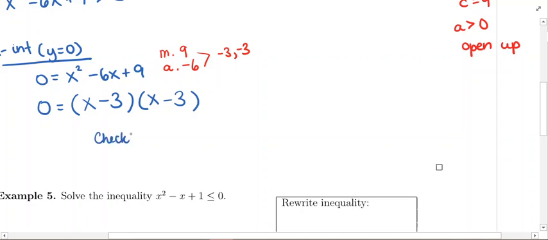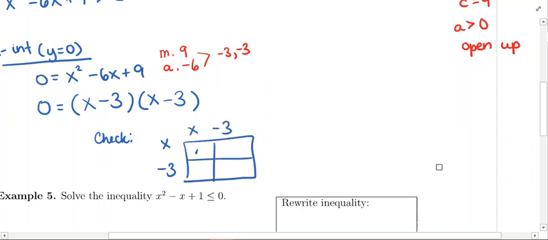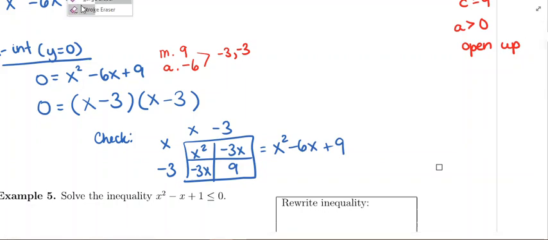So if we box this out or FOIL it, whatever you want to do to check yourself. Let's box it here. X times x is x squared. X times -3 is -3x. -3 times x is -3x. And then -3 times -3 is +9. So if you write this out and combine like terms, you're going to get x squared. The -3x plus the -3x gives you -6x. And then you have a +9. That's what we started with. So multiplying it out confirms that we have factored correctly.